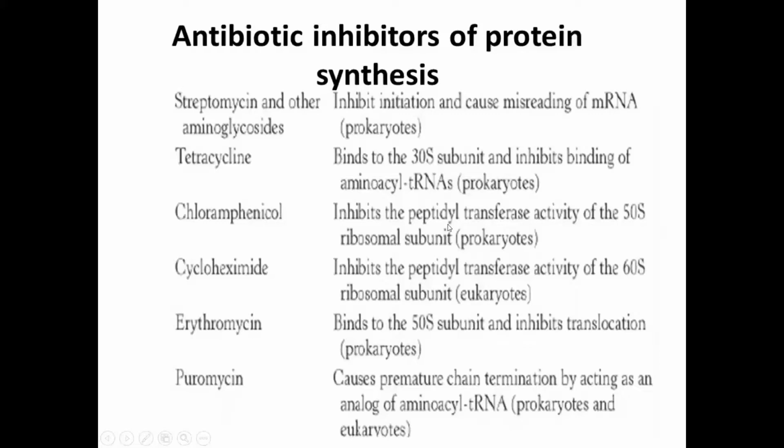Chloramphenicol inhibits peptidyl transferase. So the second step of elongation, if you remember, it inhibits the peptidyl transferase activity of the 50S ribosomal subunit. The protein synthesis will stop at that point. Again in prokaryotes, so it is effective against bacterial cells. Now the second one, cycloheximide, is active against eukaryotic cells also. So similar to chloramphenicol, but against eukaryotic cells.